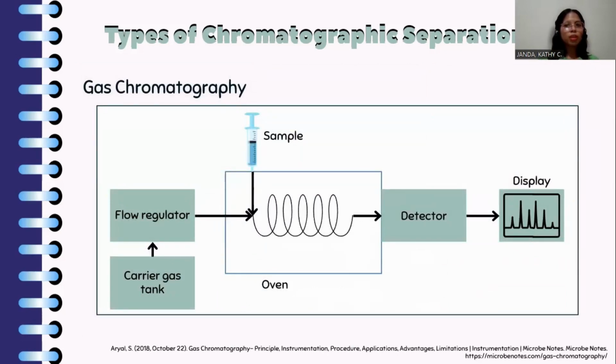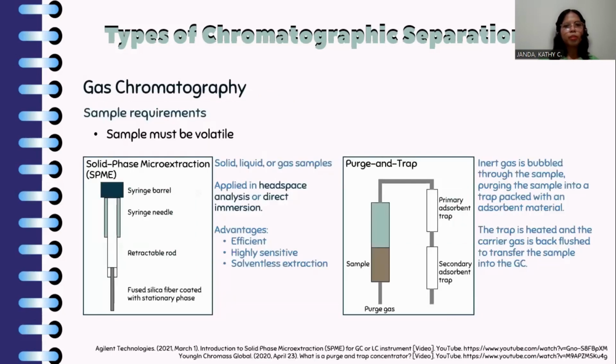A schematic diagram of the gas chromatography is shown where the carrier gas is connected to a flow regulator, followed by the sample injection compartment, then through a column found in an oven before reaching the detector. Before introducing the sample to the instrument, a necessary preparation is first conducted for an efficient separation. Firstly, the sample must be volatile, as non-volatile solutes may condense on the column, degrading the column's performance.